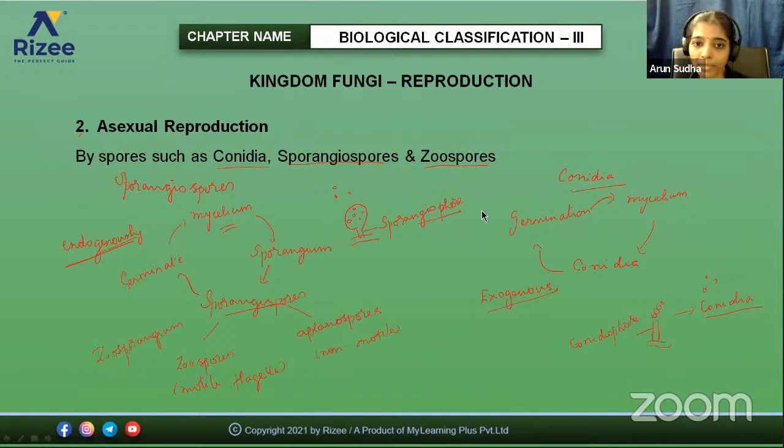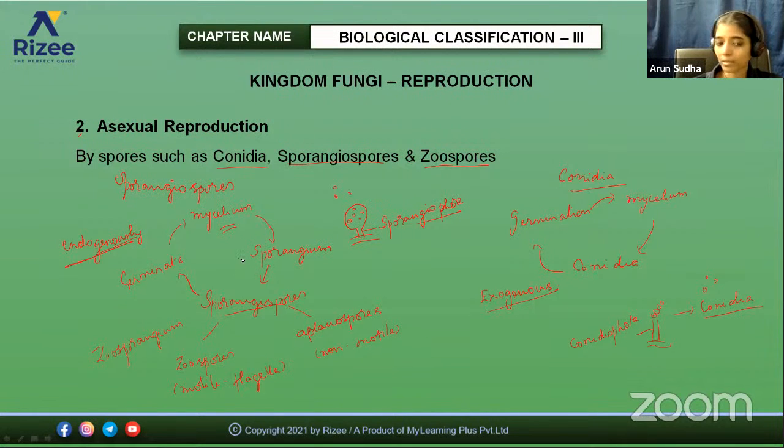So what do you mean by that? Where you are saying endogenous, that is they are produced inside, enclosed within the structure, that is sporangium. That's why we are calling it endogenous. These spores are present inside, but here it is exogenous. So that is the main difference between these two types of spores, that is sporangiospores and gonidia. Okay, is it clear?